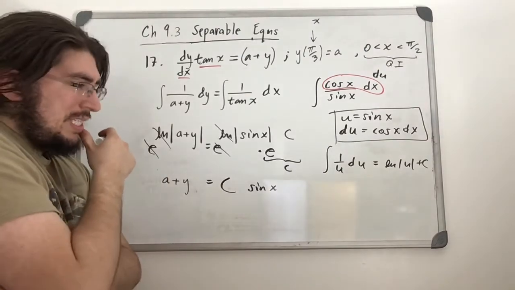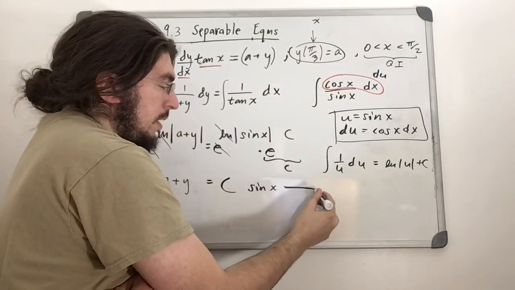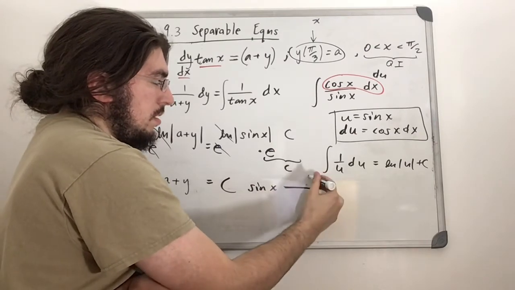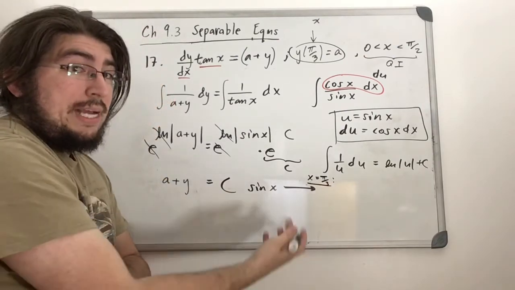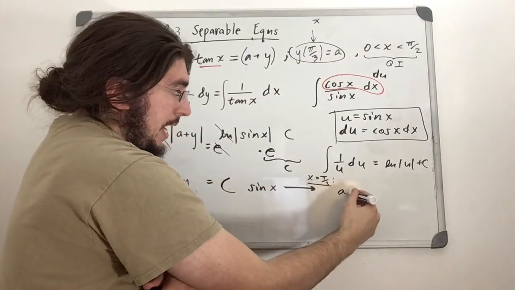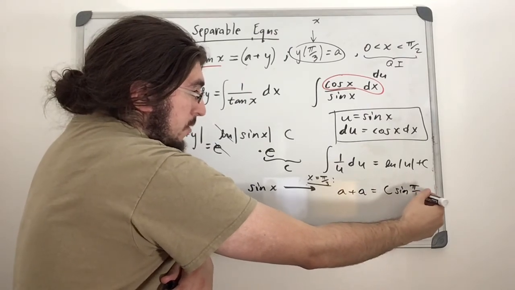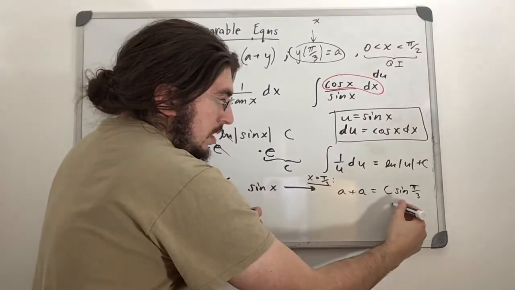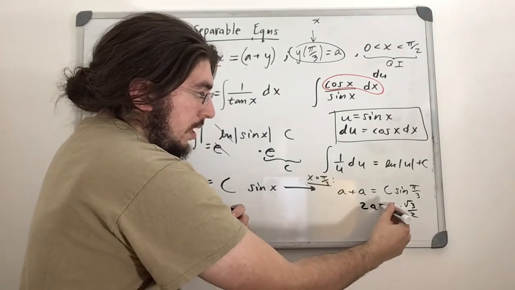The only thing we need to do now is actually solve for c, which I can do here, just as is, using the initial condition. So now we're going to let x equal pi over 3. Now when you let x equal pi over 3, y will equal y of pi over 3, which is a. So we're going to get a plus a on the left, and c times sine of pi over 3 on the right. Now sine of pi over 3 is radical 3 over 2. So this is c times radical 3 over 2. A plus a is 2a on the left.